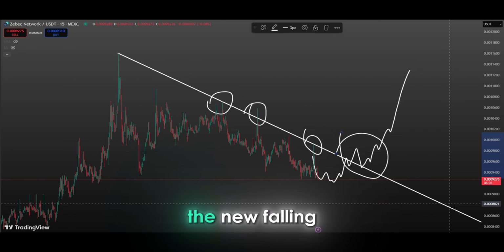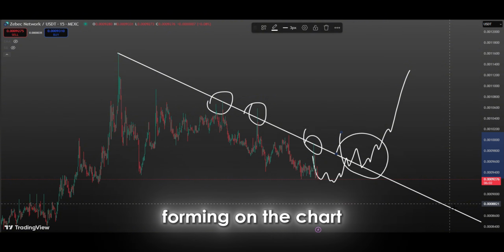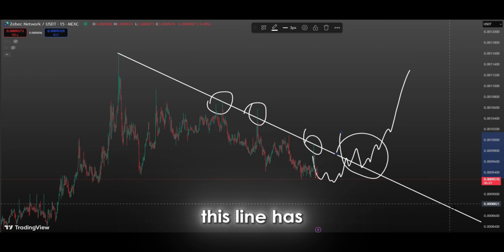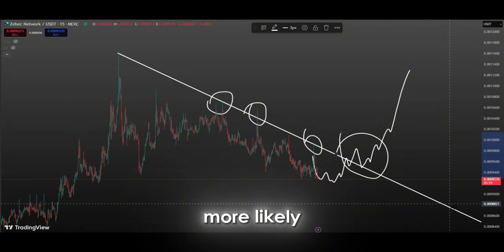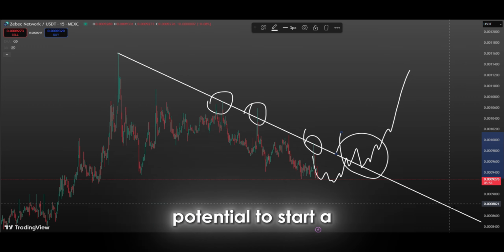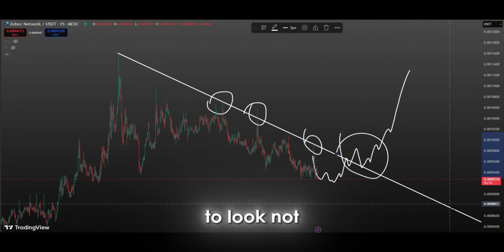To summarize, the new falling trend line that is currently forming on the chart seems to be the most important obstacle for the price. This line has been worn down by repeated contacts, and each new contact makes it more likely that the trend will break. If the price manages to break this trend upwards in the coming days, it has the potential to start a much stronger and sustainable upward movement in the market. But we need to look not only at trends, but also at other metrics.